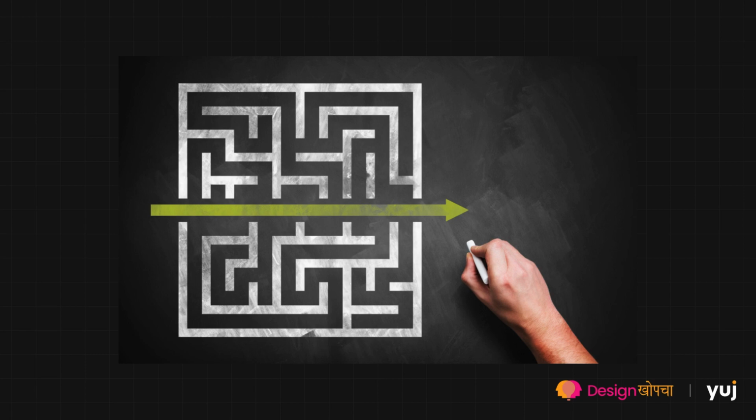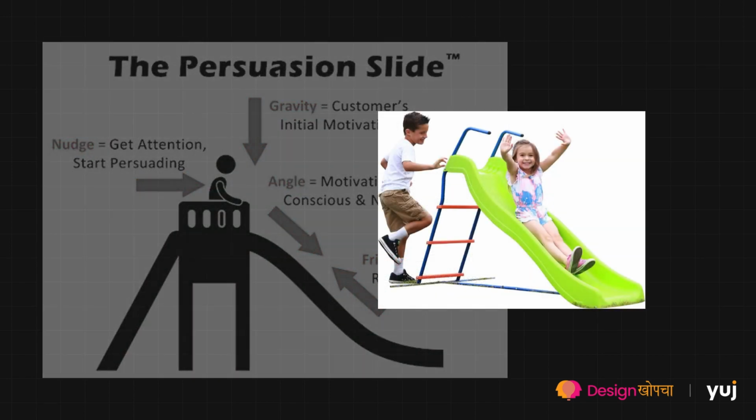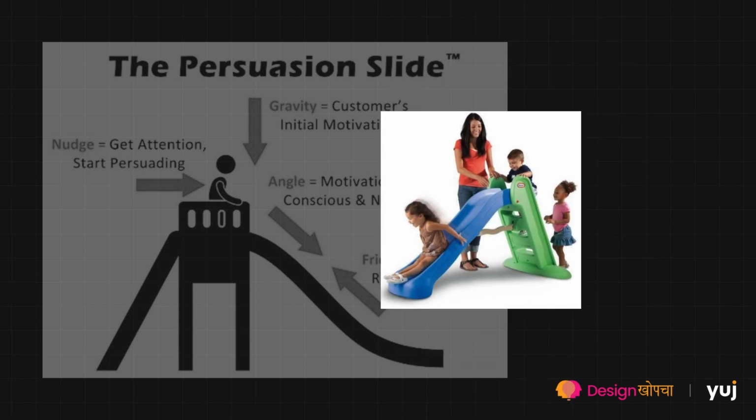So let's understand a simple model for persuasion first, one that has an influence on a variety of conscious and non-conscious factors. This is one of the very interesting theories which we found, which is the persuasion slide. This directly relates to designing experiences. The analogy is that if you look at a kid's slide, a kid goes up and actually plays on the slide.